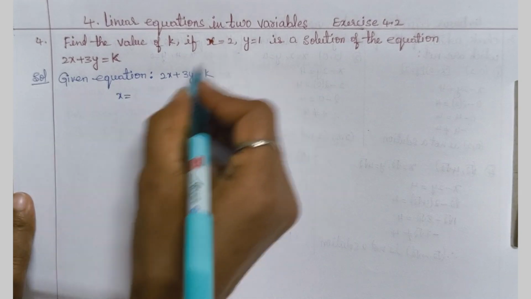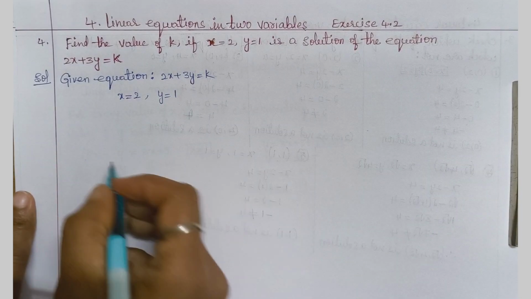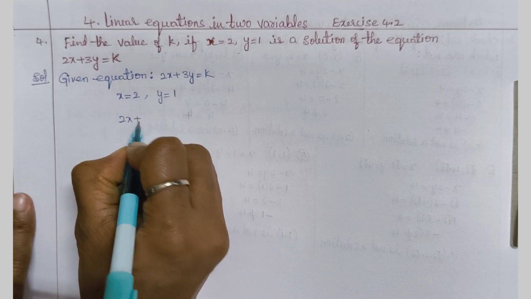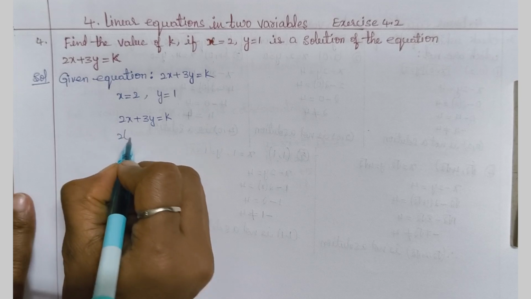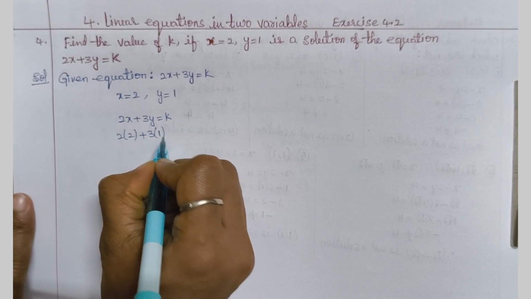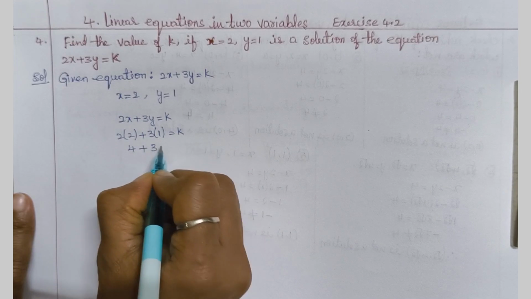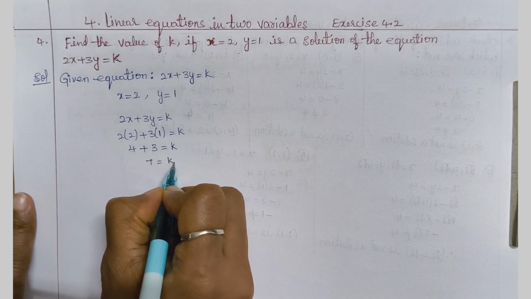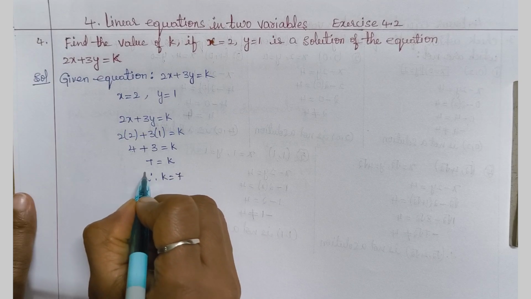In this one the x value and the y value are given. So I am taking x is equal to 2. Next y is equal to 1. Okay. Now apply them in this equation. 2x plus 3y is equal to k. 2 into 2 plus 3 into 1 is equal to k. 2 twos are 4 plus 3 ones are 3 is equal to k. 4 plus 3, 7. 7 is equal to k. Now you write, therefore, k is equal to 7 is the answer.